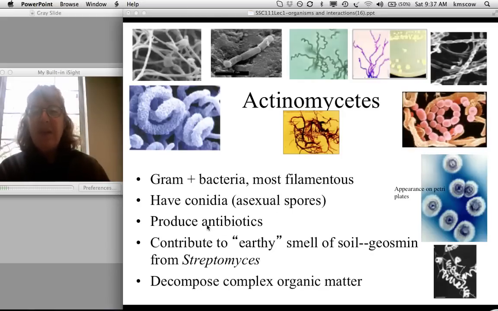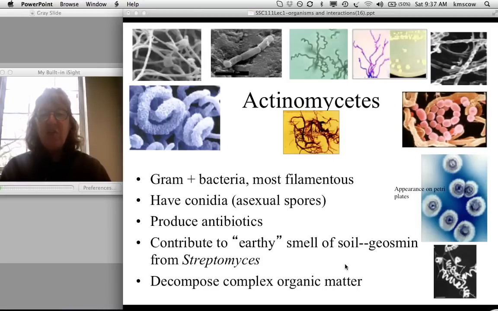They produce antibiotics. I always like to say the only soil microbiologist who ever won the Nobel Prize, Waksman, got the Nobel Prize because he found antibiotics in actinomycetes. And of course they are very important for human health, and I hope they continue to be important and we continue to find new ones.